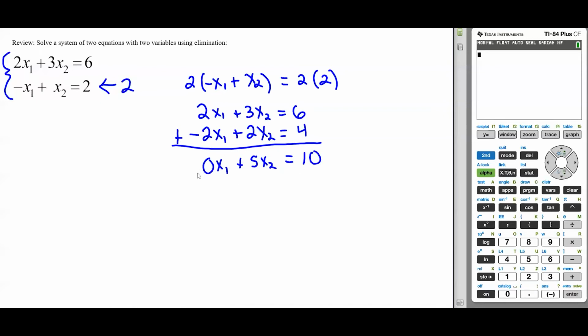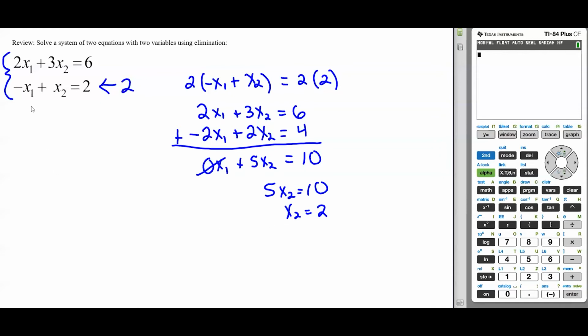So here we can get rid of the x1. So we have 5x2 equals 10. Divide both sides by 5. And you get x2 is equal to 2. So the next step would be to find x1, because you need both numbers that satisfy both equations.